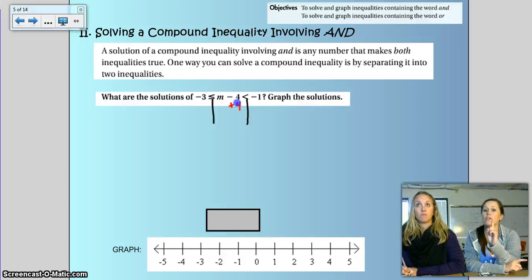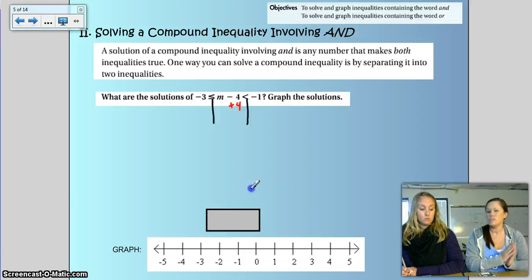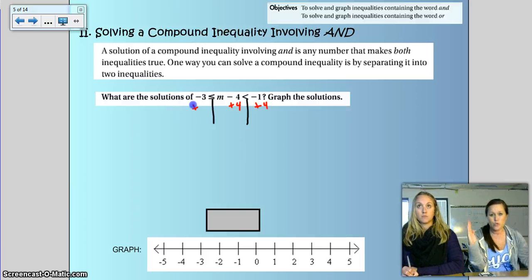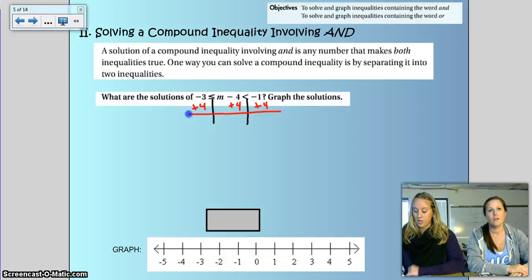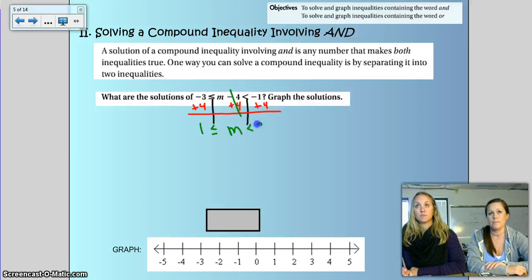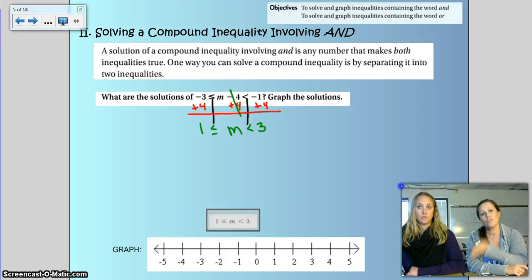by adding 4. Now, in the past, whatever we do to one side of the equal sign, we do to the other side. Well, now I've got 2 inequalities, so I have to do it in 2 other places. Mind blown. And that's all it is, guys. So -3 plus 4 is 1, is less than or equal to m, and then -1 plus 4 is 3. So m has to be somewhere between 1 and 3.